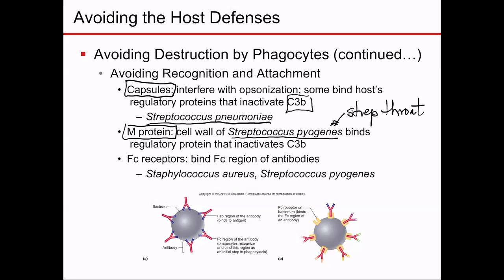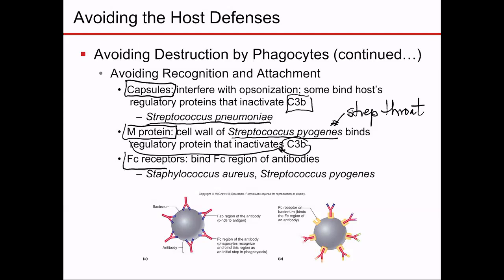This M protein that is on the surface of this bacteria inactivates the C3b complement subunit. And then now, opsonization is not happening. It will be harder for the phagocytes to take that bacteria inside and destroy it.